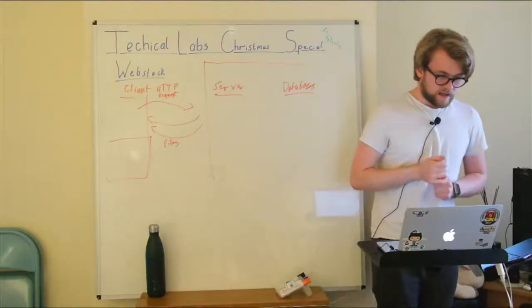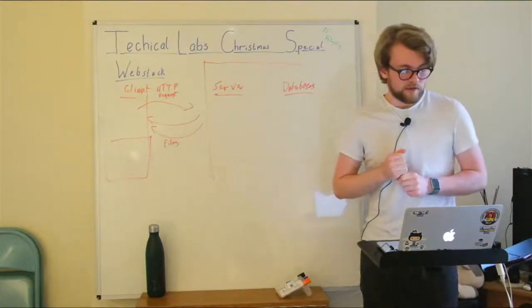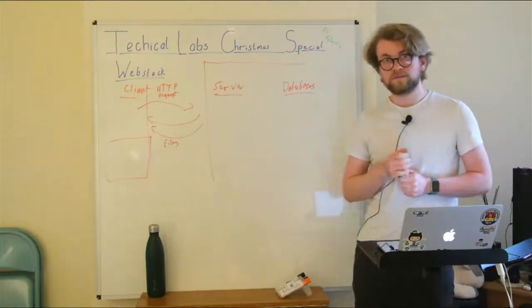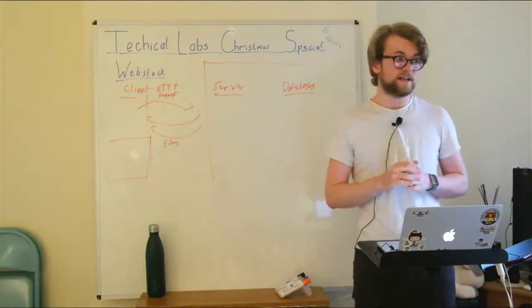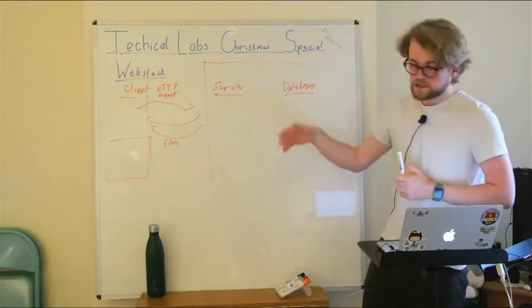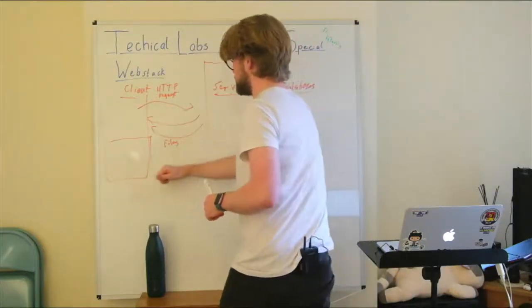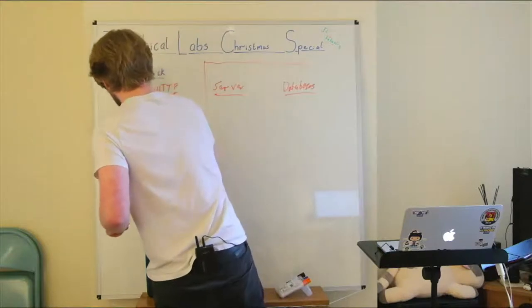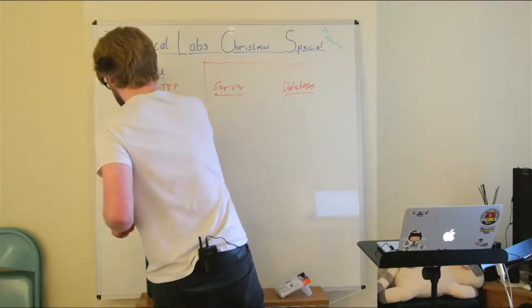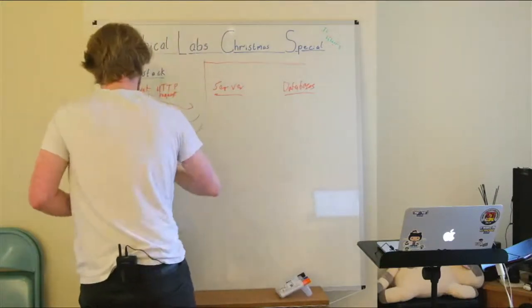Thanks, Joe. The last thing we're going to cover is URLs. You all have seen URLs, I'm sure of it. They're the links you put into a browser to go to a website. So let's take, is it wikipedia.org or .uk or .com?